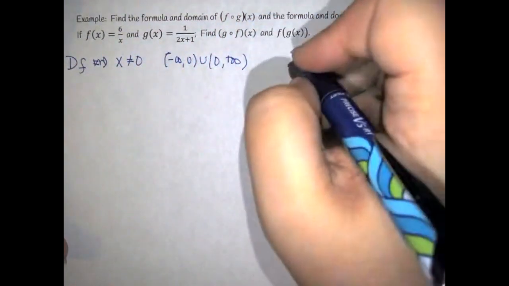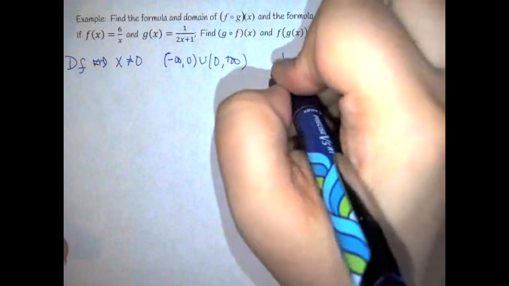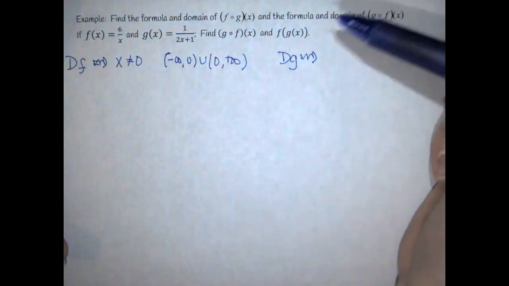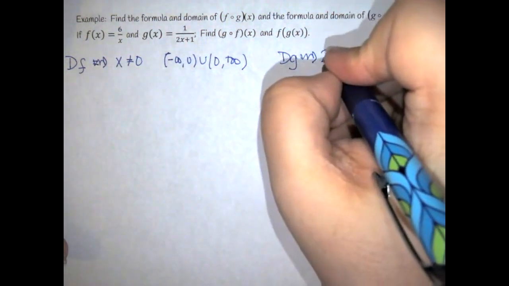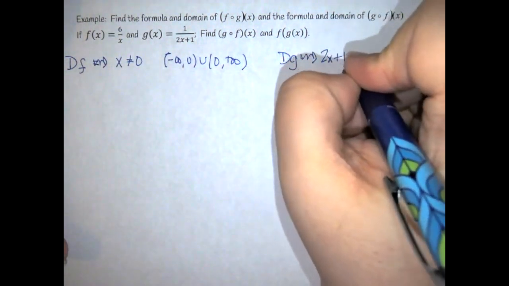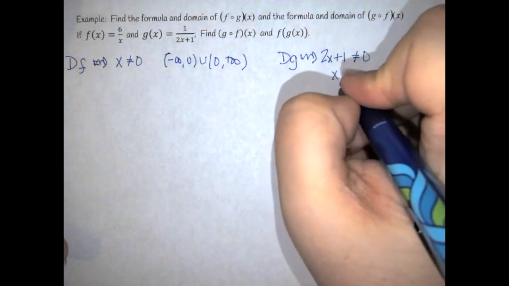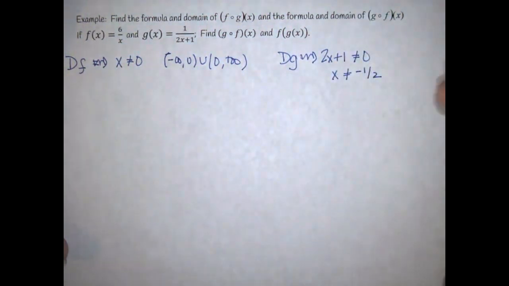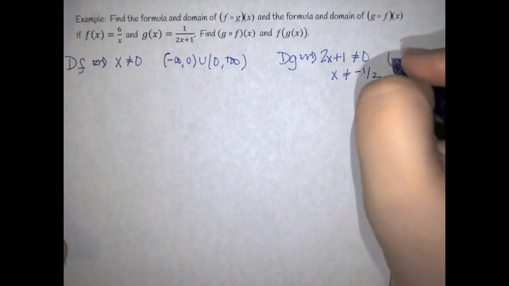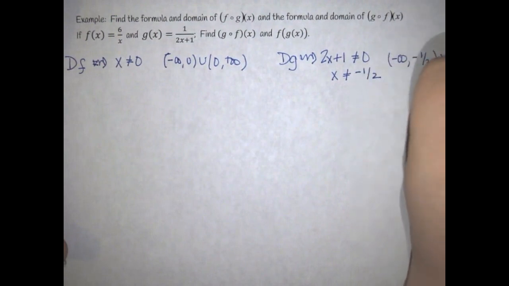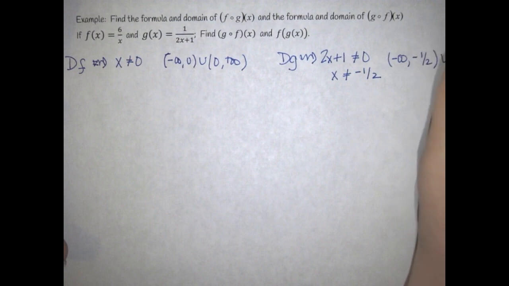Now the other thing that I have to know is I have to know the domain of g, which is going to say that 2x plus 1 can't be 0. In other words, x can't be negative 1/2. So its domain is negative infinity to negative 1/2, union negative 1/2 to positive infinity.